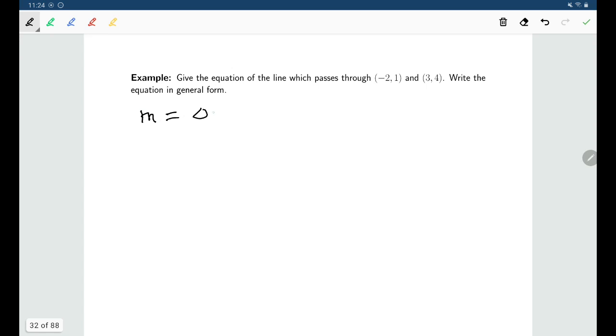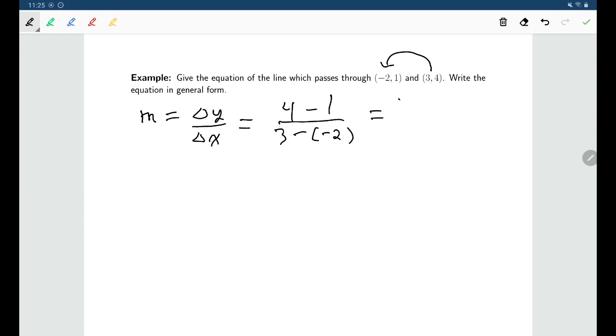So my change in the y values divided by the change in the x values. We'll be going from the second point to the first. Y value from the second point minus the y value from the first point, over the x value from the second point minus the x value from the first point. And that gives me positive 3/5.